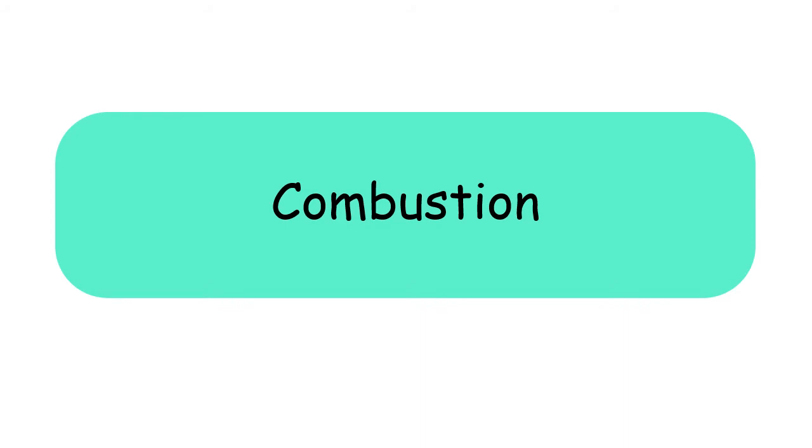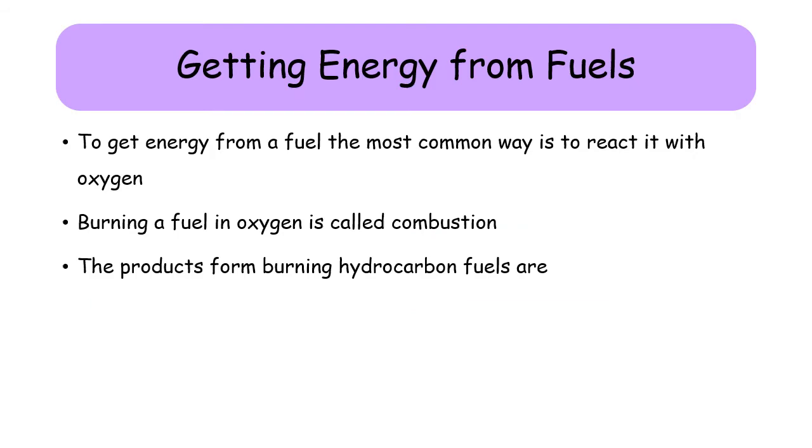Now, what do we do with fossil fuels and fuels in general? Well, we do combustion. To get energy from a fuel, we react it with oxygen, so we burn it. Now, the chemical word for burning a fuel in oxygen is combustion. And there are two products we get when we burn hydrocarbon fuels like coal, oil, and gas. The two things we get are carbon dioxide and water. So you need to know the two products we get are carbon dioxide and water.